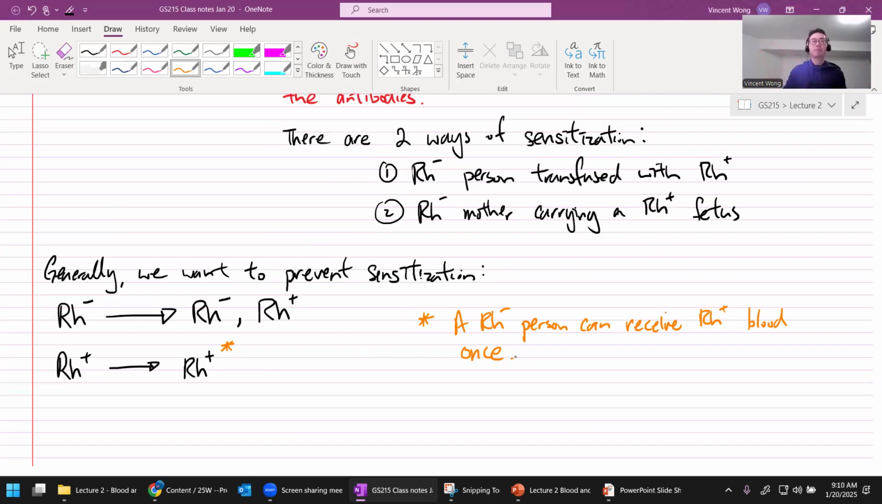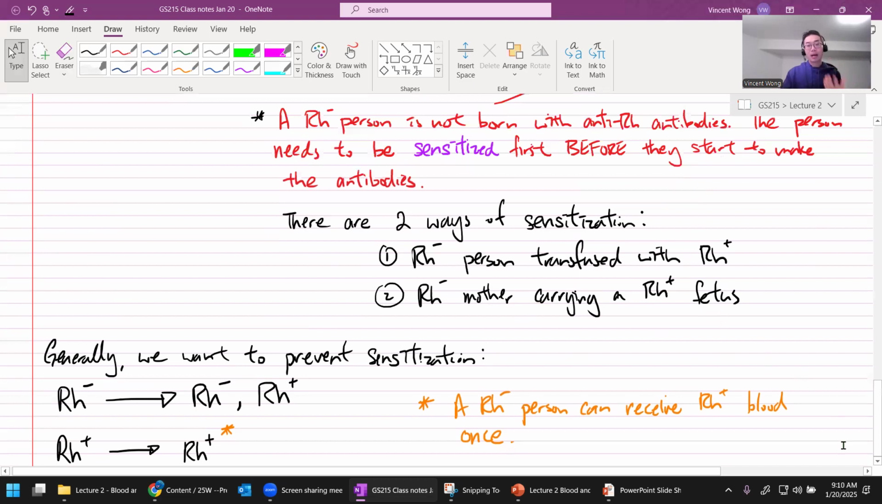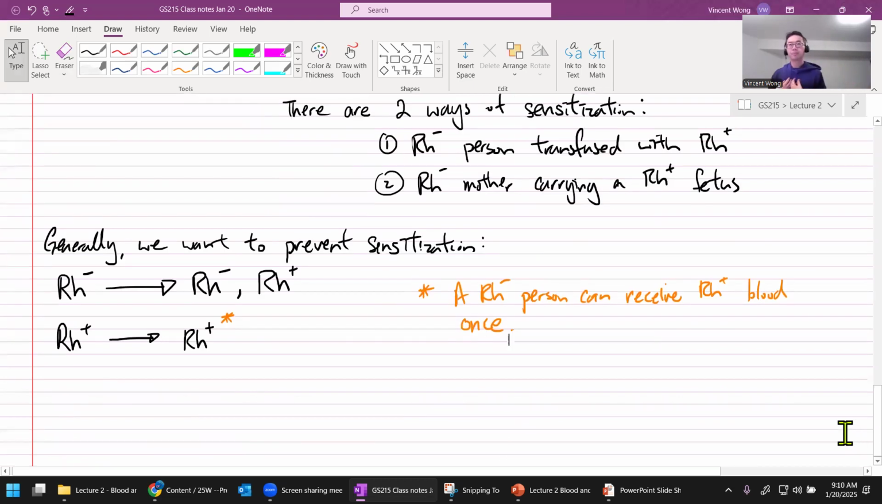However, moving forward, my body will start to make antibodies because now I'm exposed. Now I am sensitized. So I will have Rh antibodies in my system. So if I receive Rh positive blood again in the future, then it's not good because I already have the antibodies produced from the first exposure, and now they will attack the incoming cells. So you have like one free chance, so to speak, if you are negative. All right? But generally, we don't want to use up that free chance unless it's like an emergency situation.